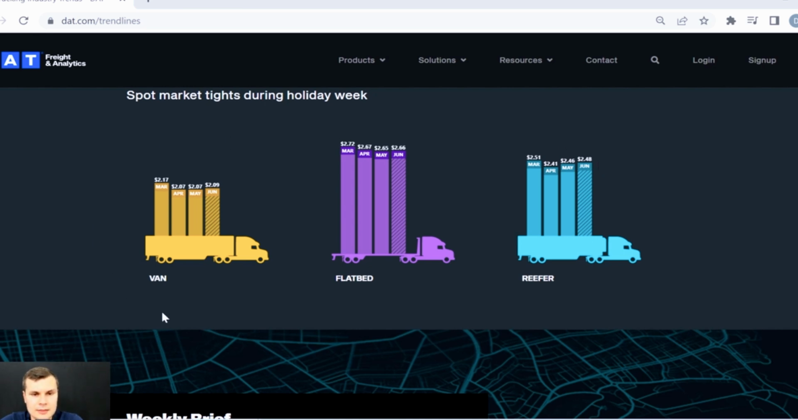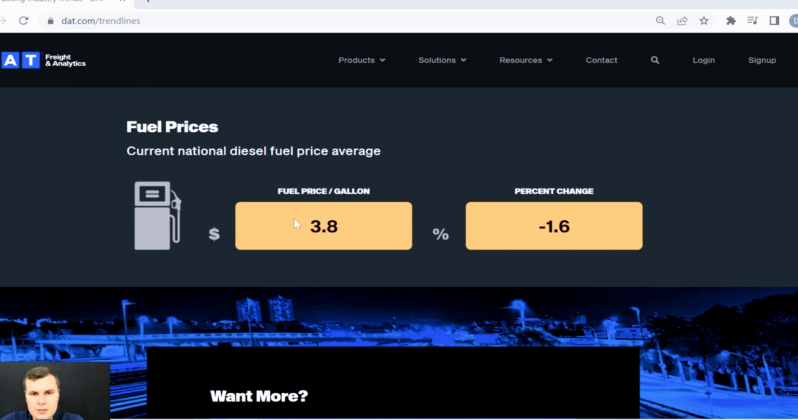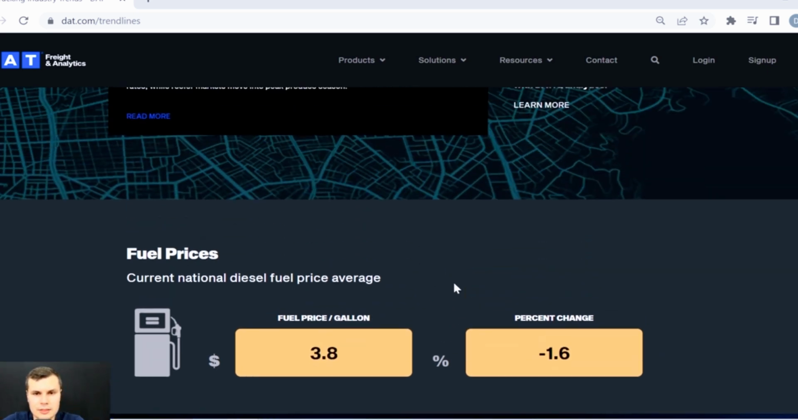Once again, this statistic updates monthly, so you should be going on DAT Trendlines and checking the statistics just to understand where the market is at right now. Let's see what else is available here. Fuel prices. You can check out the percentage change, and this is the average fuel price per gallon in the US right now, which is $3.80.